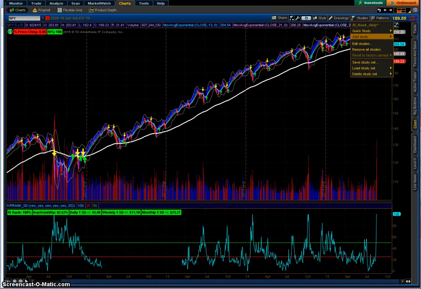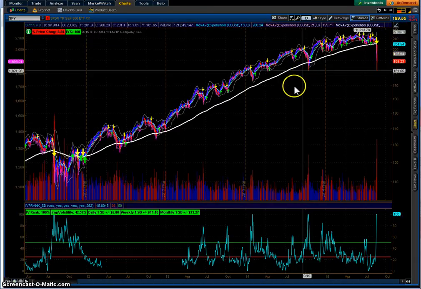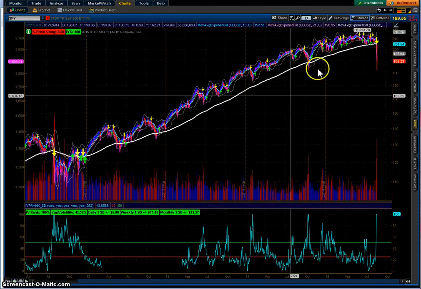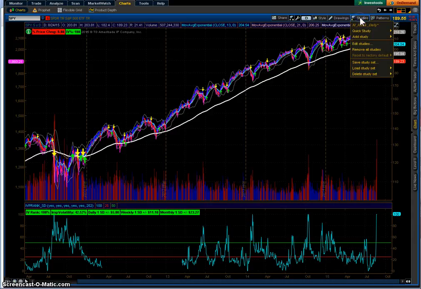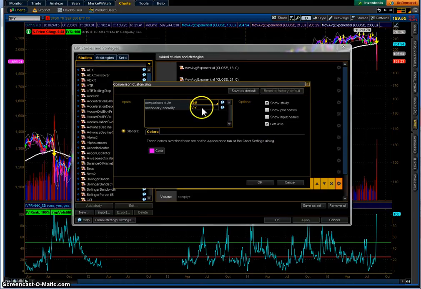Okay, right here. I'm going to click that. And the SPY will automatically start lining up in pink. So what I want to do now is go to studies, edit the study, hit comparison right here, click this gear, and change this to VIX.